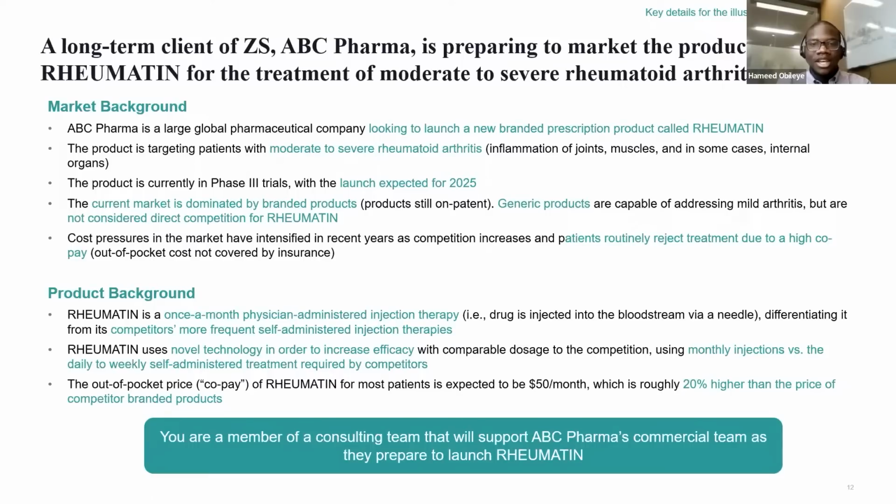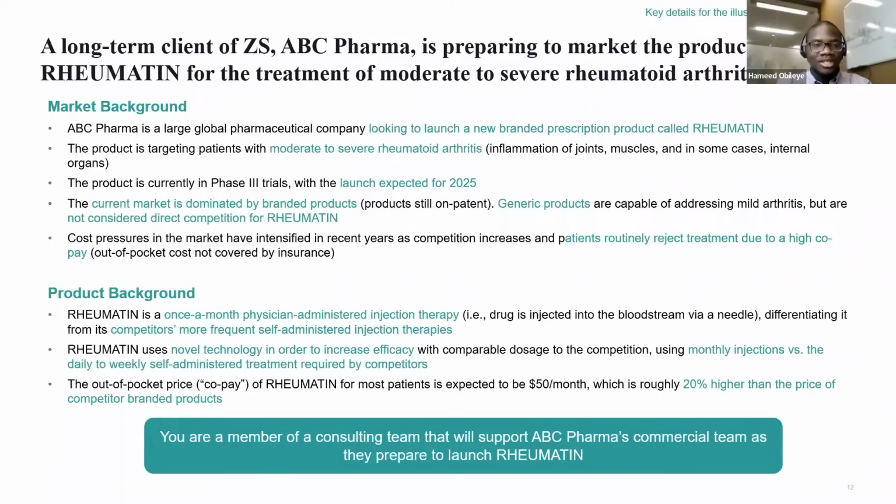In a sample case, let's assume that ABC Pharma is a client of ZS, and they're basically trying to launch a new product. This product will treat moderate to severe rheumatoid arthritis. Now you can replace rheumatoid arthritis with basically anything. So what you're supposed to focus on here is not all of the details on the screen, but the structure of this information. You can see that we have the market background and the product background. What we did here was highlight in green some of the things that would be very useful in solving the case.